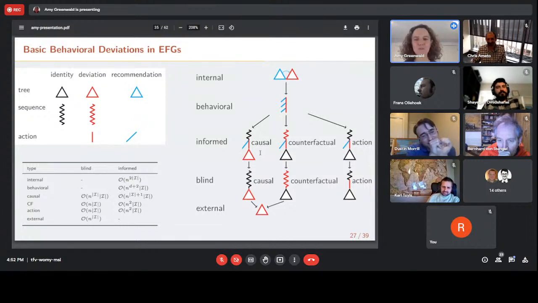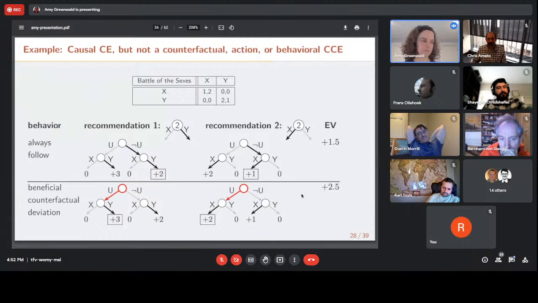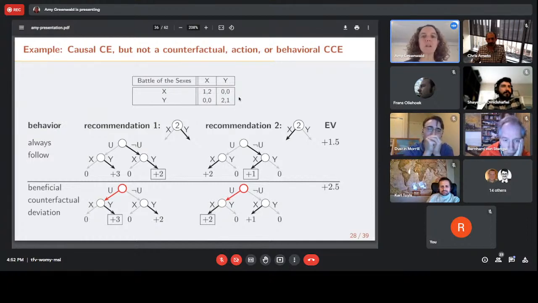All right, so let me go through a few examples now to show you that causal and counterfactual are incomparable. They both imply coarse correlated equilibria, but they themselves are incomparable. Here's a couple of examples. Here we have something that is a causal equilibrium and not a counterfactual action or behavioral, even coarse correlated equilibrium. Okay, so Battle of the Sexes.